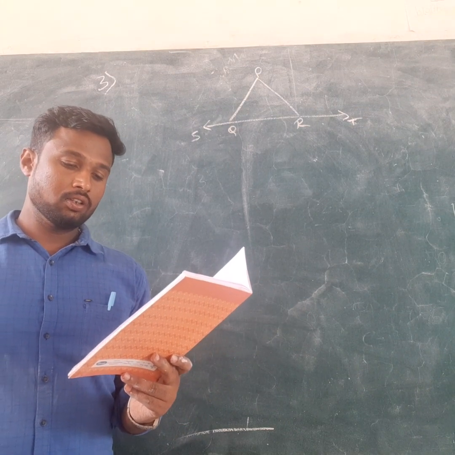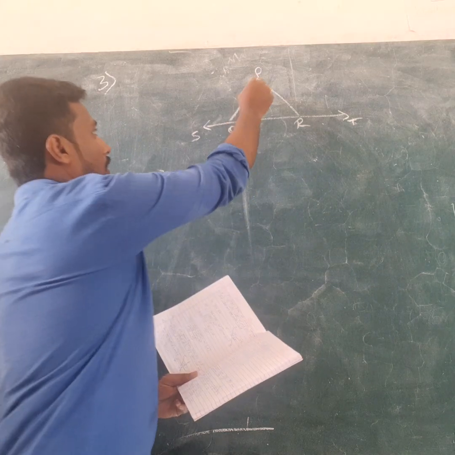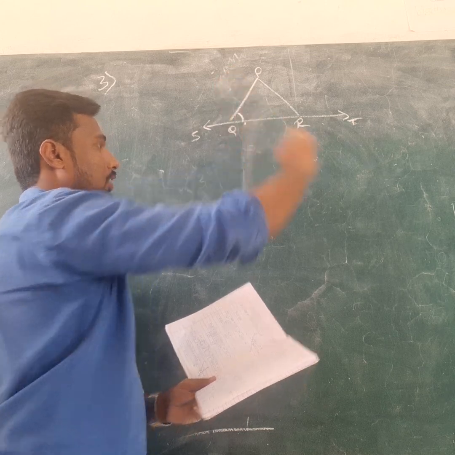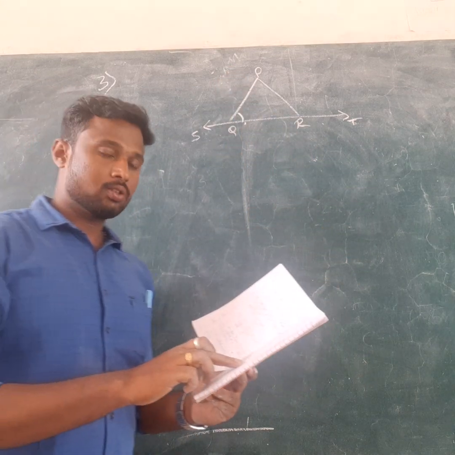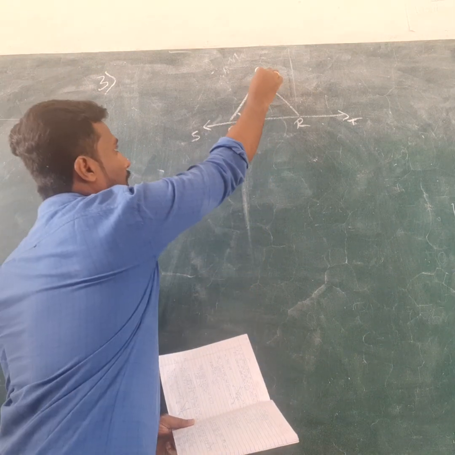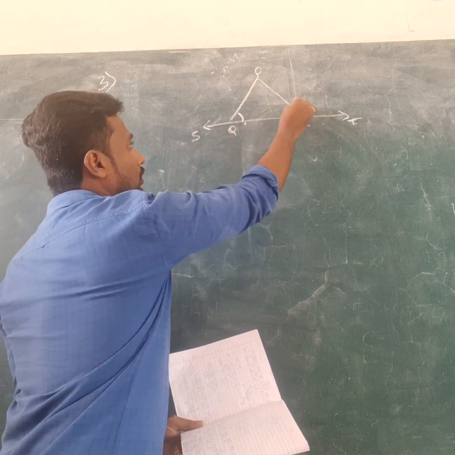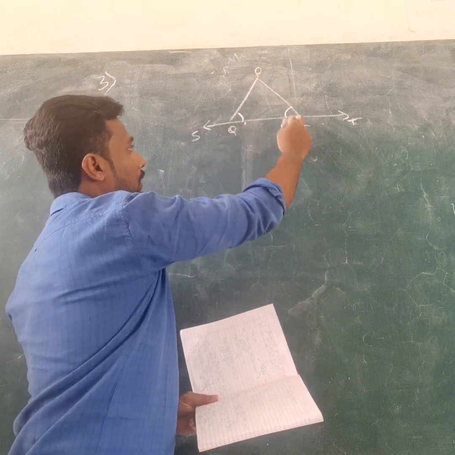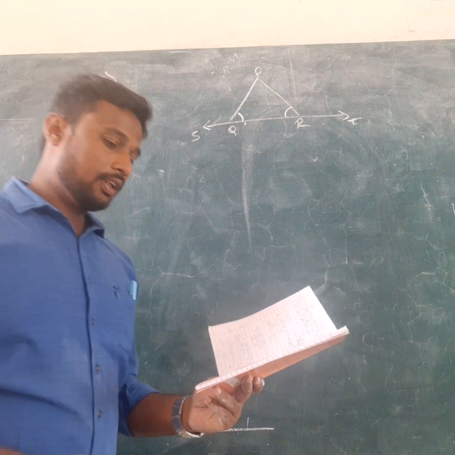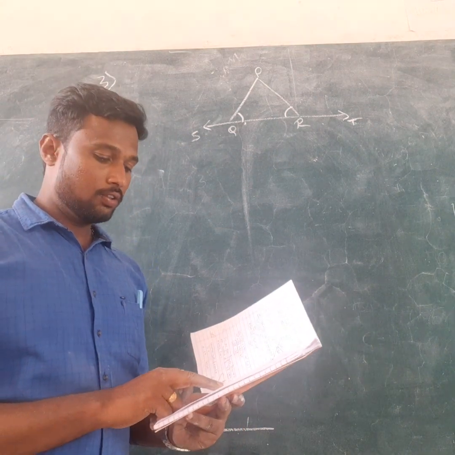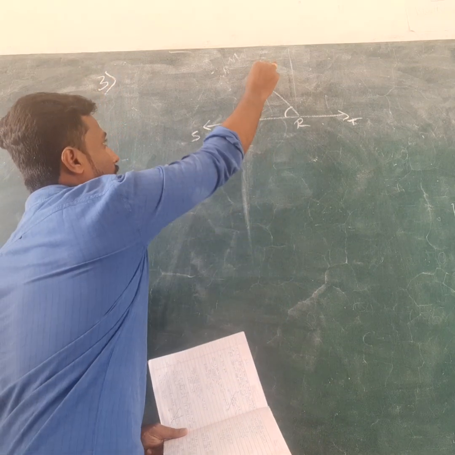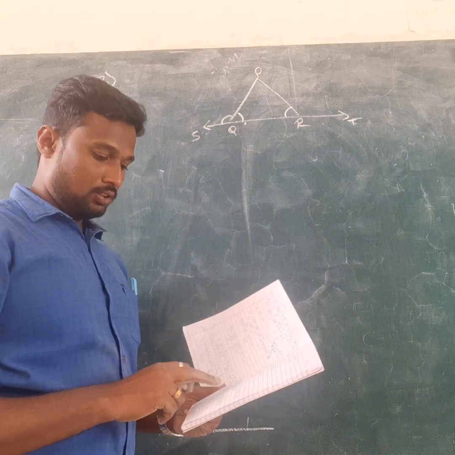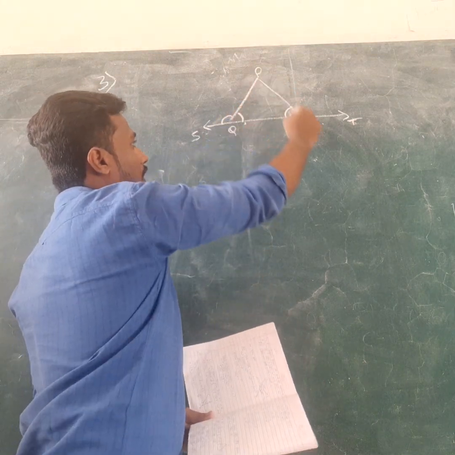In given figure, this angle PQR is equals to angle PRQ, this angle. So angle PQR is equals to angle PRQ. They have given this. Next, then prove that. What do we have to prove? Angle PQS is equals to angle PRT.